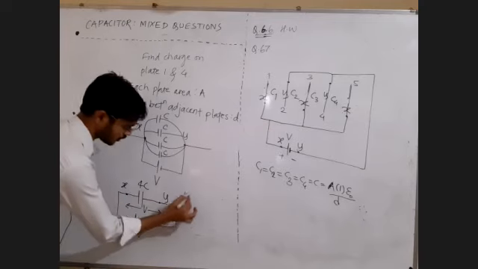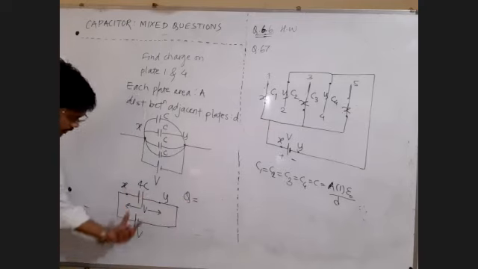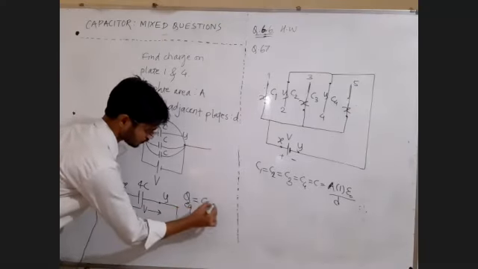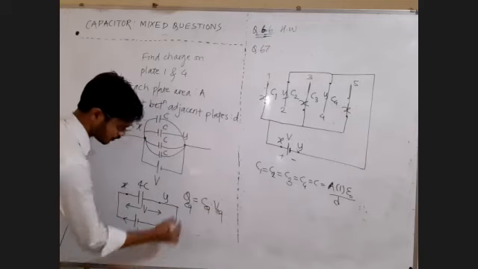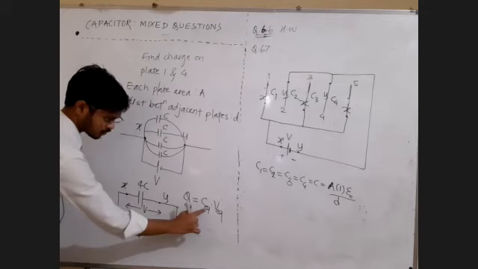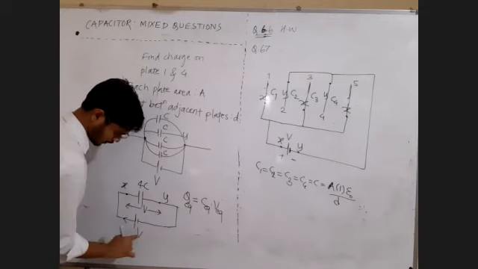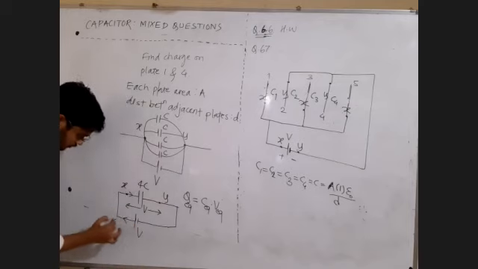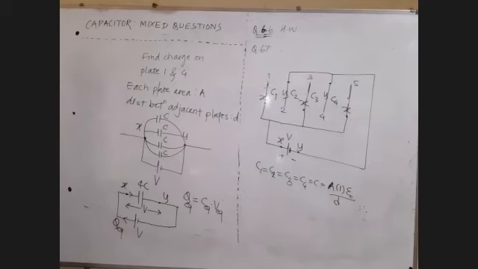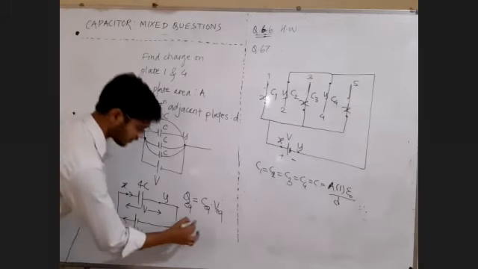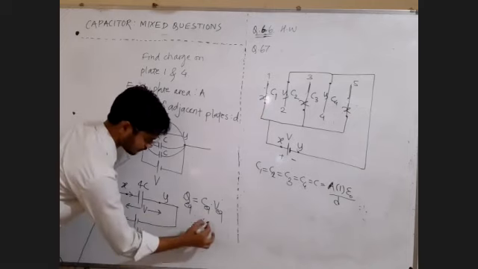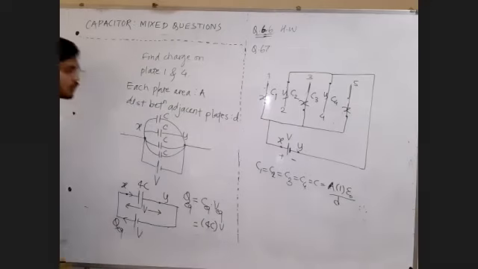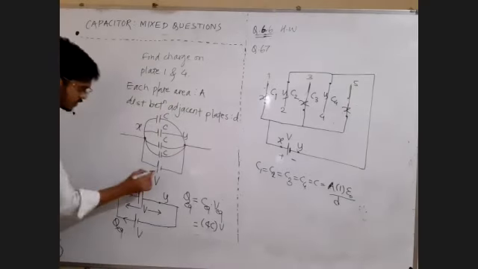What is the charge on this total capacitor? That total charge Q equal to total capacity into V, Q equal to CV. That total equivalent capacitance I have already found, potential difference I know. So what is the charge given by the battery? C equivalent is 4C into this V. V equivalent is simply V.